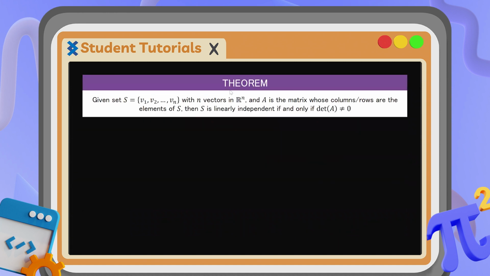So let's have some theorems regarding linear independence. If we are given a set S of vectors in Rn, and A is the matrix whose columns or rows are the elements of S, then S is linearly independent if and only if the determinant is non-zero.